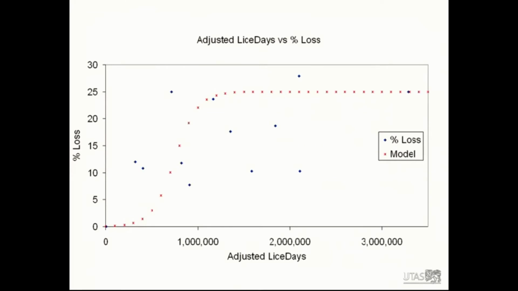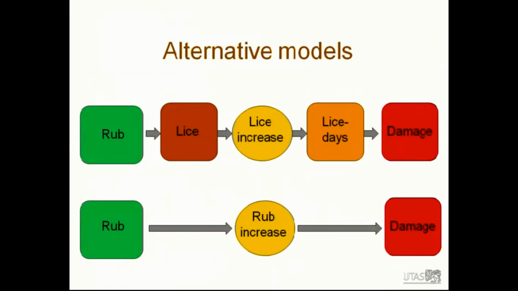I won't try and convince you, because in fact when we thought about publishing this, we thought there's no way we were going to publish a graph like that, and so we thought maybe we need to do this another way. Now, what we've been trying to do was get an estimate of the proportion of the sheep rubbing, convert that to the number of lice on the sheep, use the population model to get lice increase, calculate lice damage and lice days, and then calculate damage.